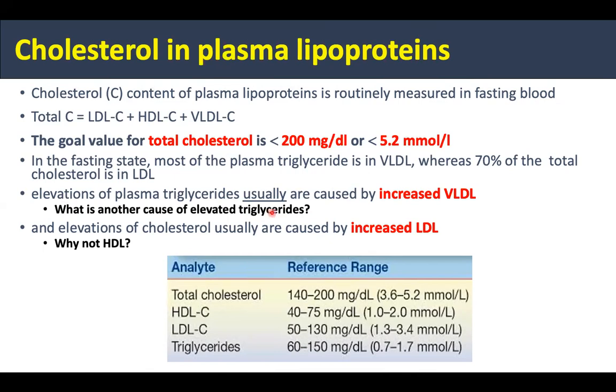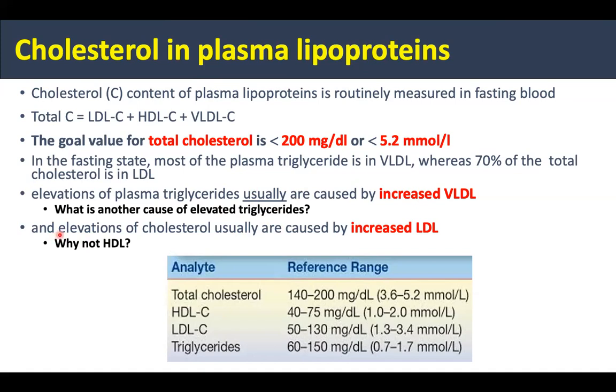Good job. I underlined usually over here because too many chylomicrons is very rare. So usually the cause of too many triglycerides is going to be VLDL. But if you had too many chylomicrons, it would still lead to elevated triglyceride levels.